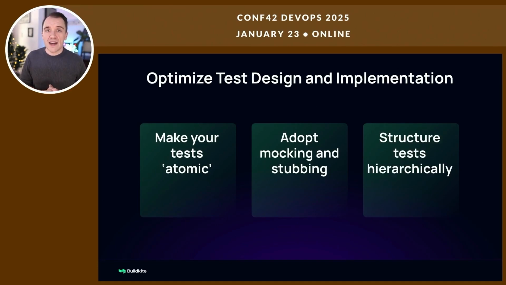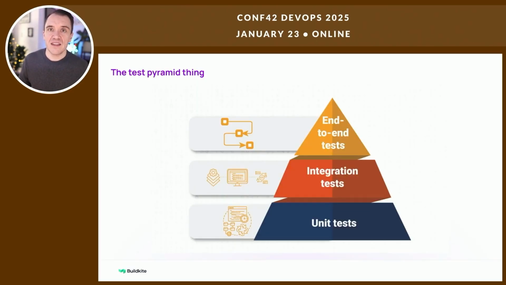Now, finally, you'll want to structure your tests hierarchically. So you've probably seen this image before, which I grabbed off Google image search. It's the test pyramid. And what we have at the bottom is our unit tests. We have the integration tests in the middle, and we have the end-to-end tests at the top.